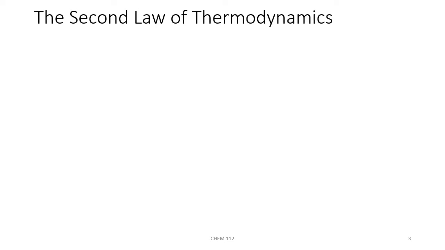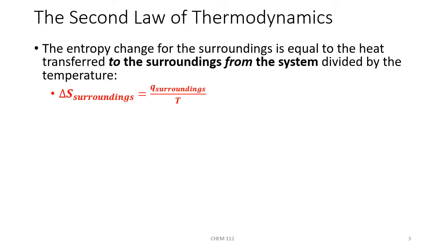We're going to go through a little bit of the derivations and math that lead us to an equation we're going to talk about shortly. Don't worry too much about this. You won't have to derive these yourself. The entropy change for the surroundings is equal to the heat transferred to the surroundings from the system divided by the temperature. So to calculate delta S surroundings, we take Q surroundings, the heat of the surroundings, divided by the temperature.